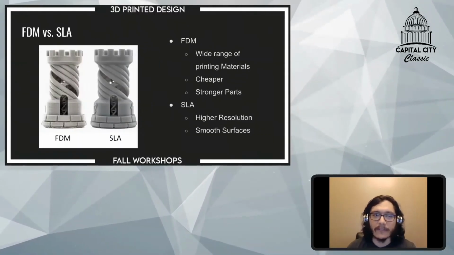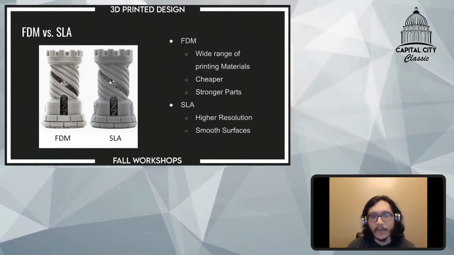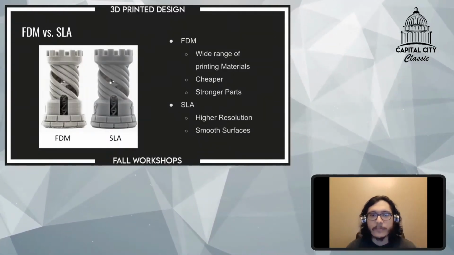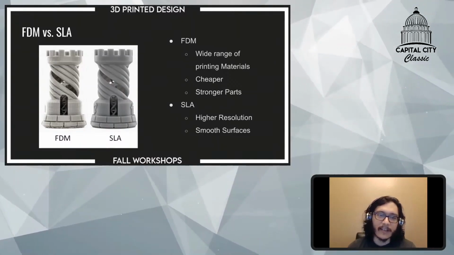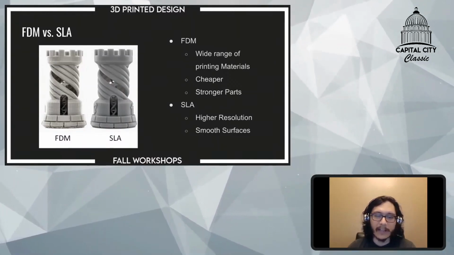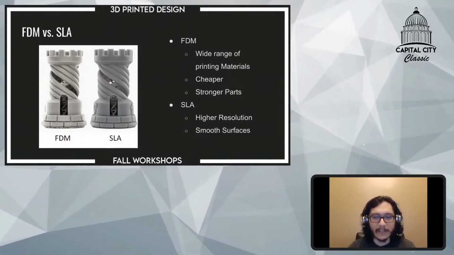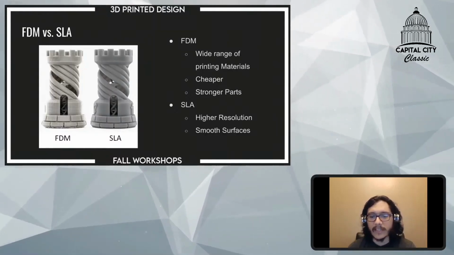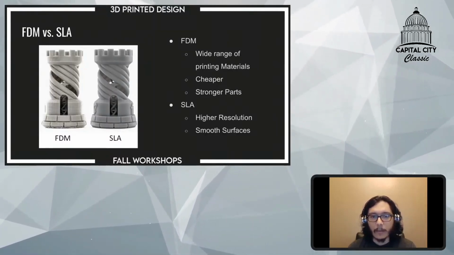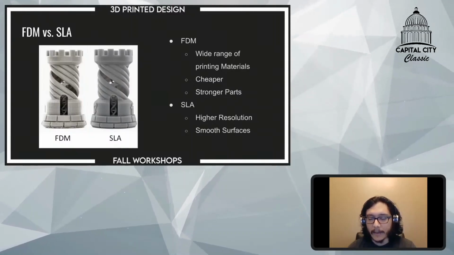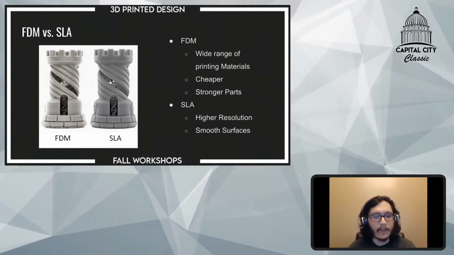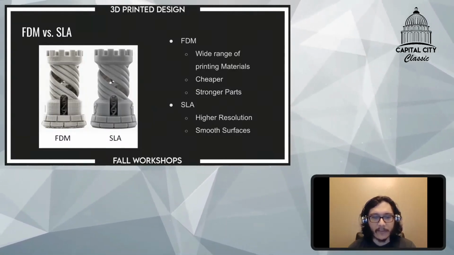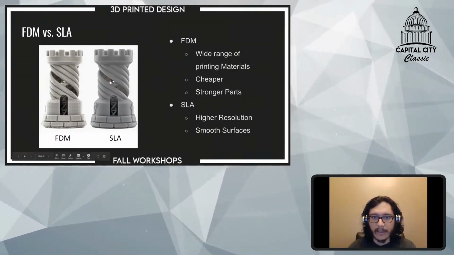So the advantages of FDM versus SLA. There's actually a wider range of materials you can print with FDM machines. This is due to only requiring the material to be a thermoplastic, meaning when exposed to heat, the material will actually melt. Most SLA materials are thermoset plastics, meaning that once they are set, once they are solid, if they're exposed to heat, they'll burn.